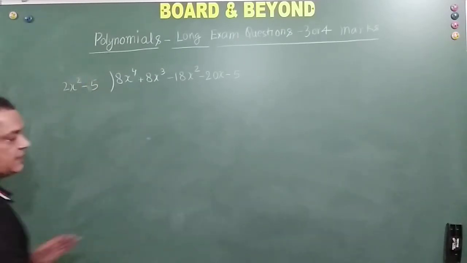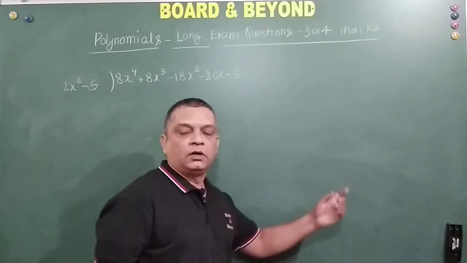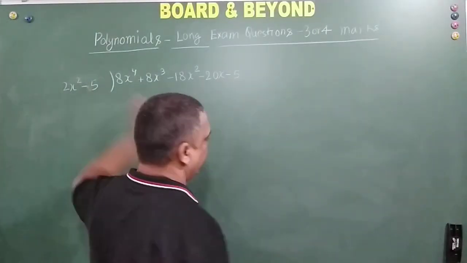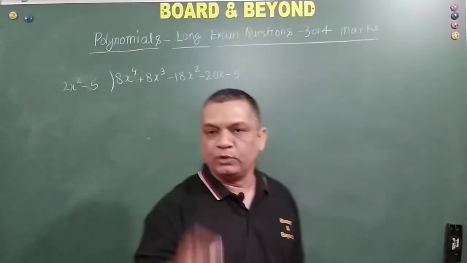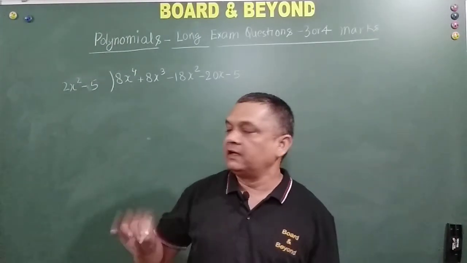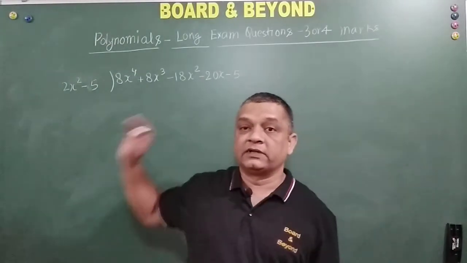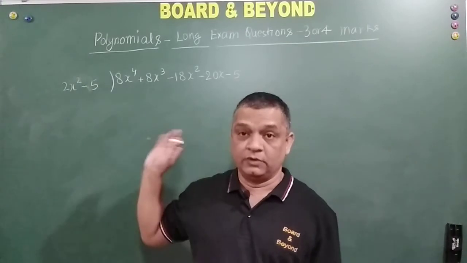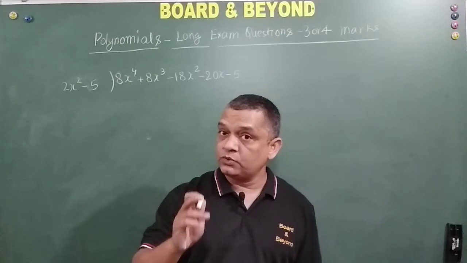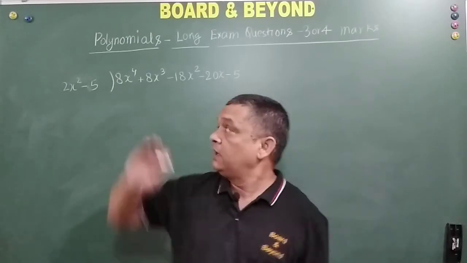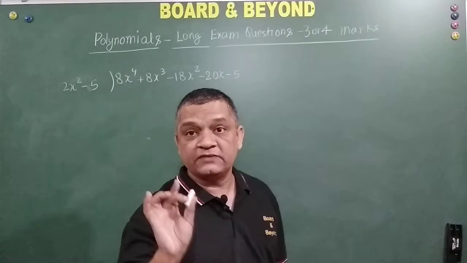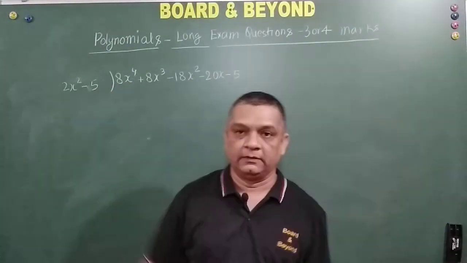Friends, in the examination, please don't try to divide this polynomial by 2x square minus 5 by 2. If you do that, you are trapped. You will use at least 10 minutes of your precious time doing this. Please understand, if 2x square minus 5 by 2 is a factor of this polynomial, then 2x square minus 5 is also a factor of this polynomial.